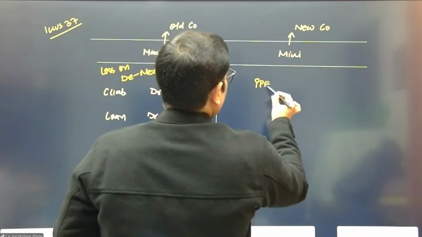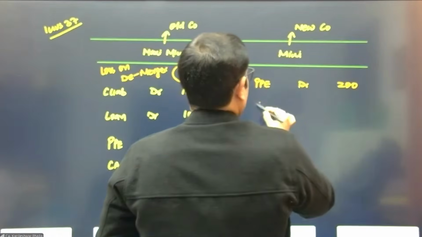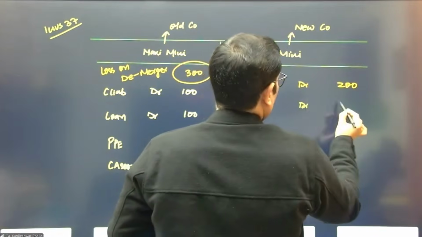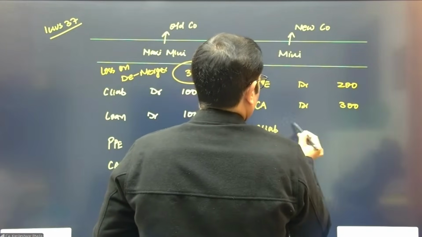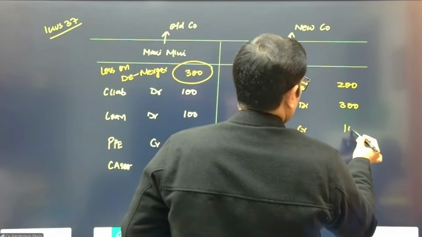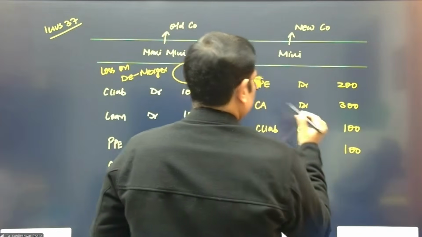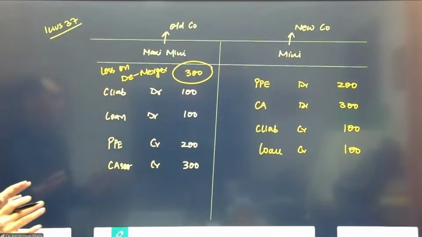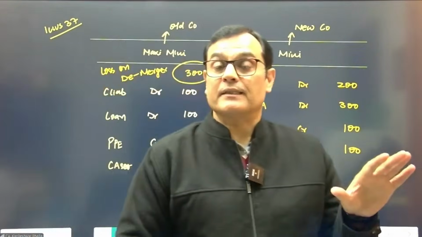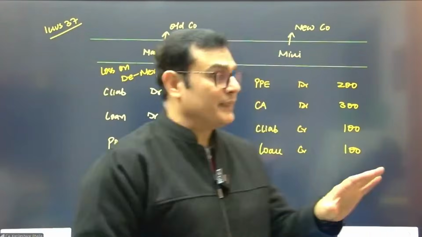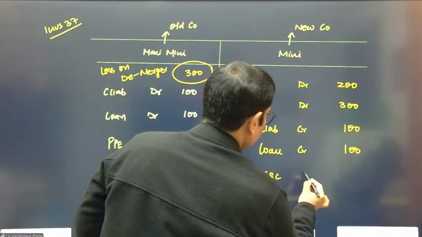He will now capture the assets at book value, that is 200. Capture the current assets at book value, that is 300. Capture the liabilities at book value, that is 100. Capture the loans also at book value, that is 100. So basically reversing the entry. In simple words, you can see he's just reversing the entry, capturing the assets and liabilities completely at book value. And then he is going to allot equity shares.